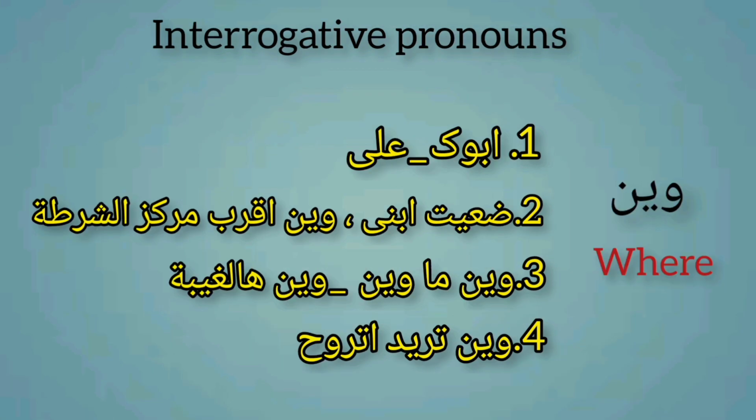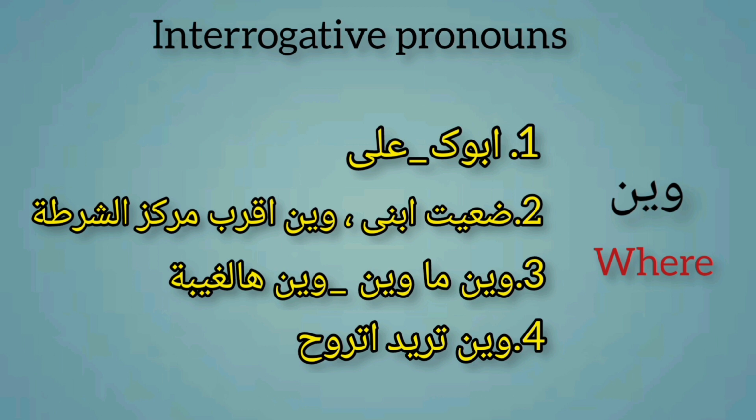Our second pronoun is wein. Wein basically means where. For example, wein abuk. Where is your father? Or wein Ali. Where is Ali? You can add whatever you want after wein, and you can make these phrases into questions. It's as simple as that. It's so easy. Wein.